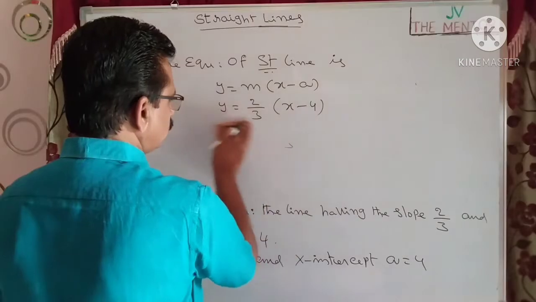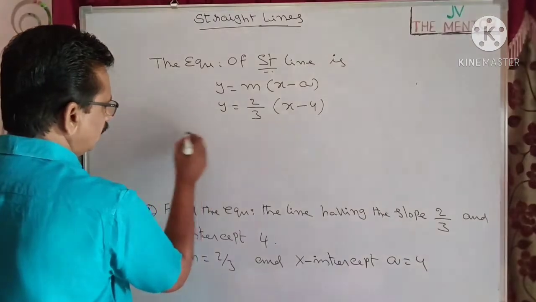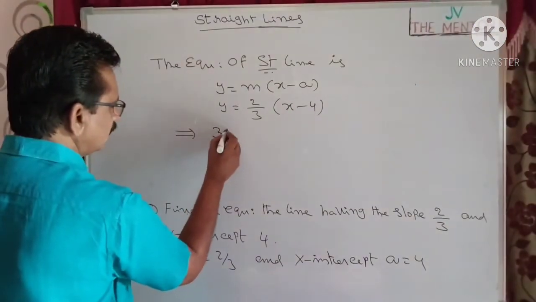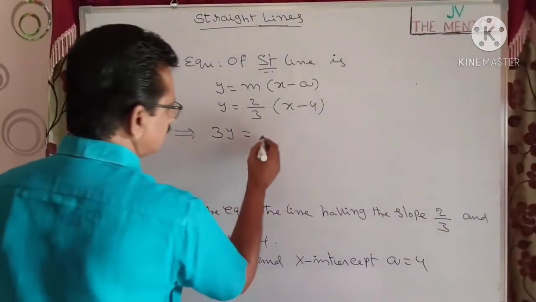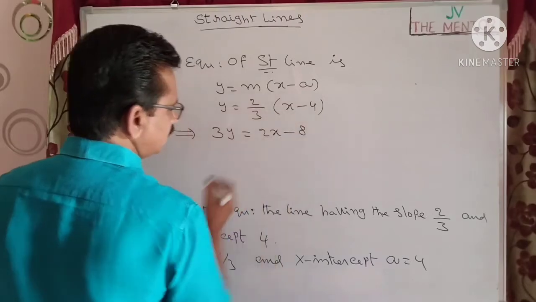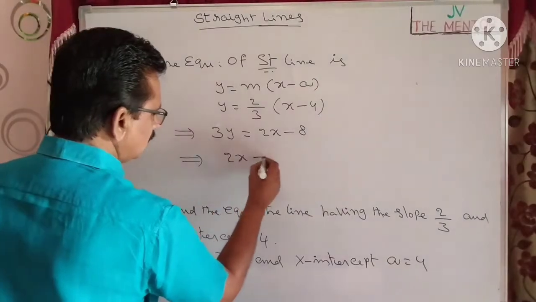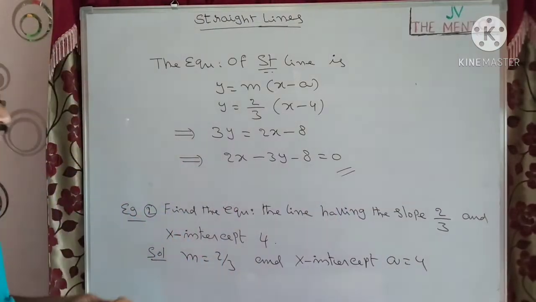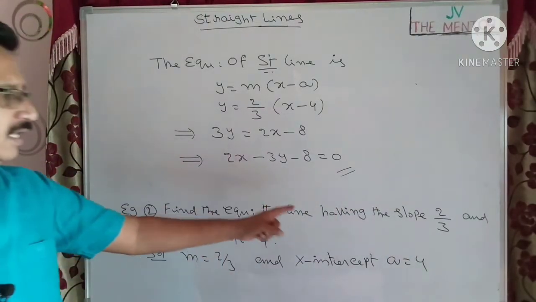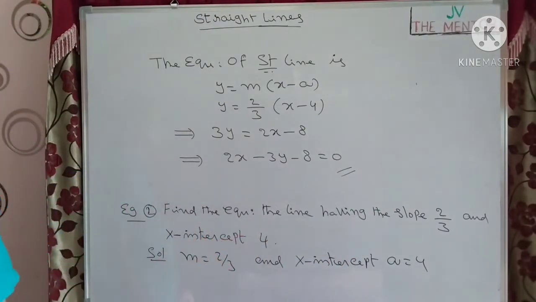So y equal to, taking LCM 3, or do cross multiplication, either way is fine. Cross multiplication, 3 comes to this side. This implies 3y equal to 2 into x minus 4. Multiplying by 2, 2x minus 8. Take 3y to the RHS side. 2x minus 3y minus 8 equal to 0. This is the equation of the straight line having the slope 2 by 3 and x-intercept is 4. Okay, these are two examples. Write down.